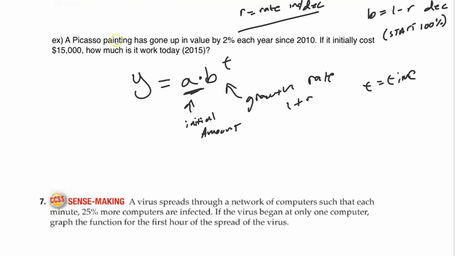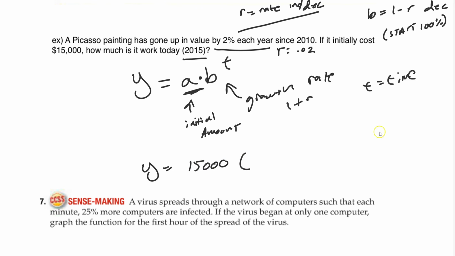So look at this problem here. If the cost of a painting has gone up in value by 2% each year, so my r is 0.02, since 2010. It initially costs $15,000. How much will it be worth today in 2015? So, old problem. So the idea here is, let's write it down. y equals, my initial amount is 15 grand.